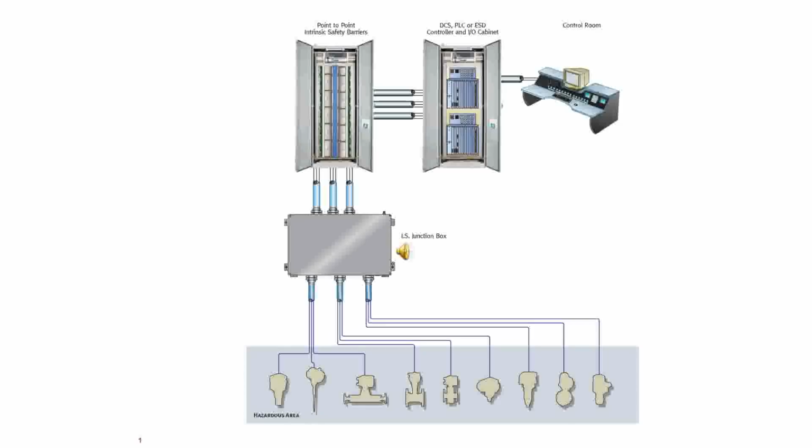The classic distributed control system is in reality a centralized control system. Single cables to junction box and multi-cables from junction box to cabinet with isolators are blue because they are in intrinsically safe circuit.